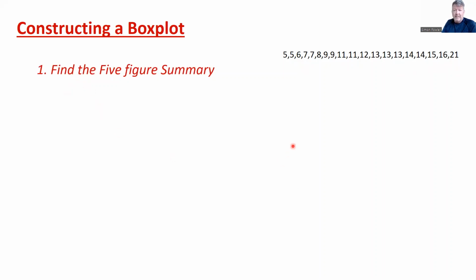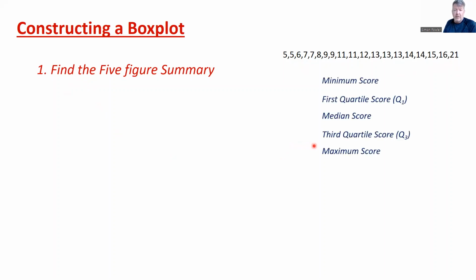Remember what that is? That's right. It was the minimum, the Q1, the median, third quartile, maximum. So let's look at this data. The minimum score here is obviously 5. So minimum equals 5. The maximum score is the next easy one. 21, write that down there. Just make a list of it.